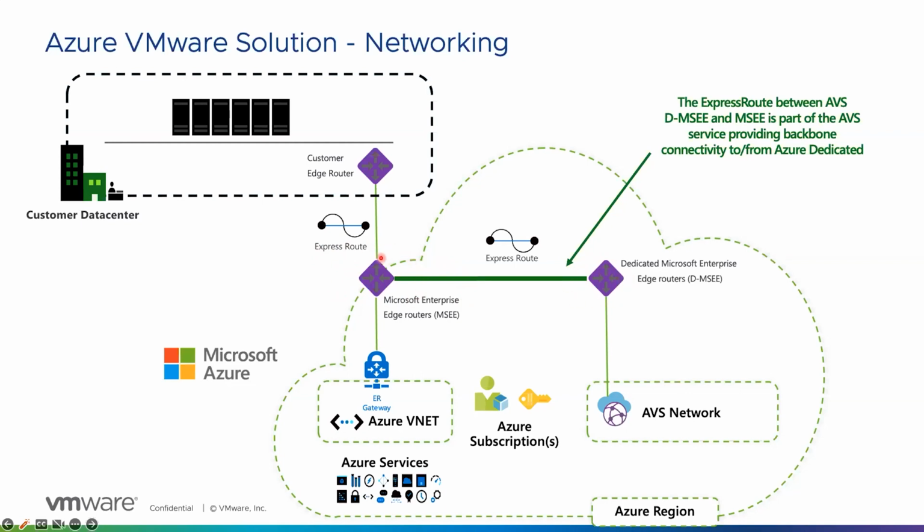This Enterprise Edge router is used for north and south traffic. This is an ExpressRoute gateway. An ExpressRoute gateway is a virtual network gateway that is going to exchange IP routes between networks and really control and make sure that the network traffic is appropriate and going to the correct locations. For the 2 edge routers to communicate with one another, we have a private, secure, high-speed, low-latency ExpressRoute. This ExpressRoute is part of the backbone of AVS, so this is going to come with your licensing. And this dedicated edge router is used to connect AVS to native Azure and is part of the AVS networking.